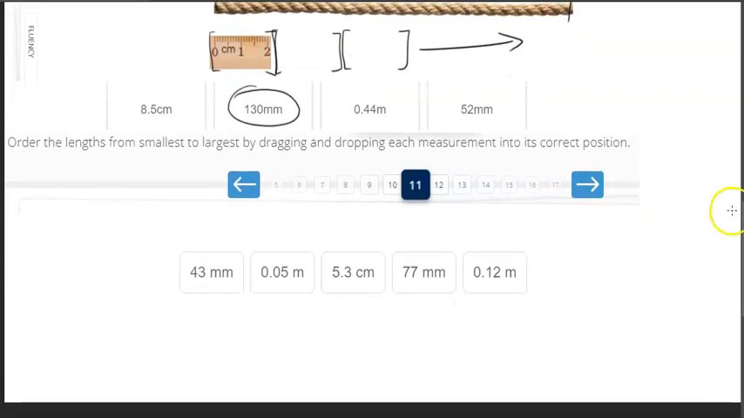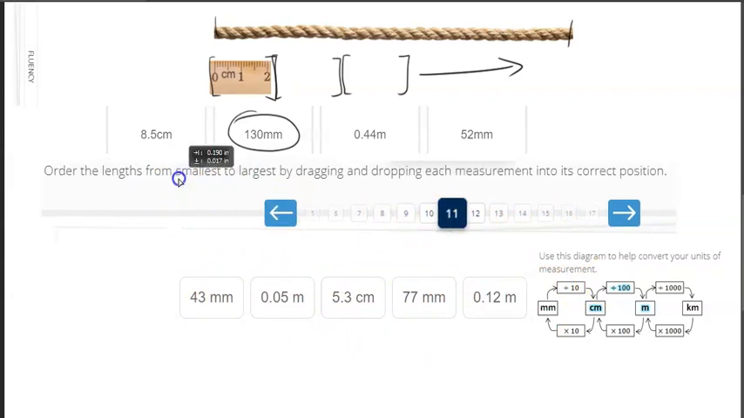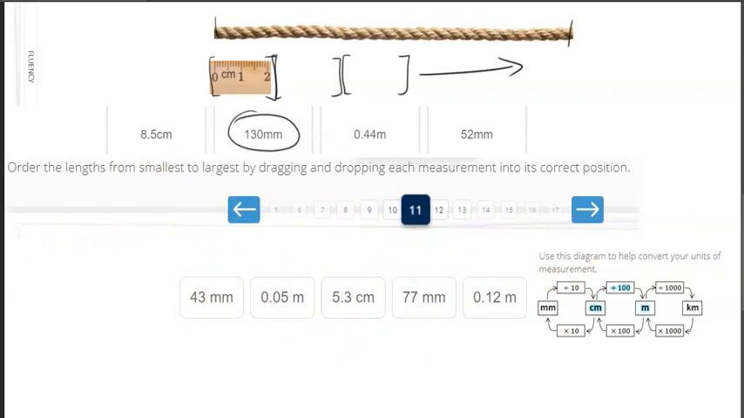The next question here says order the lengths from smallest to largest by dragging and dropping each measurement into the correct position. I've just got my trusty diagram over here to help us out with it. This is the correct positioning from left to right, from smallest to largest. From these units that we have here, we've got 3 different types. We've got millimeters, which is over here. We've got meters, which is here. And we've also got centimeters. The other 2 are millimeters and meters again.